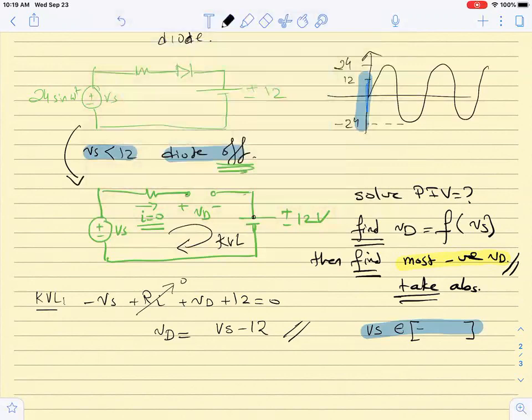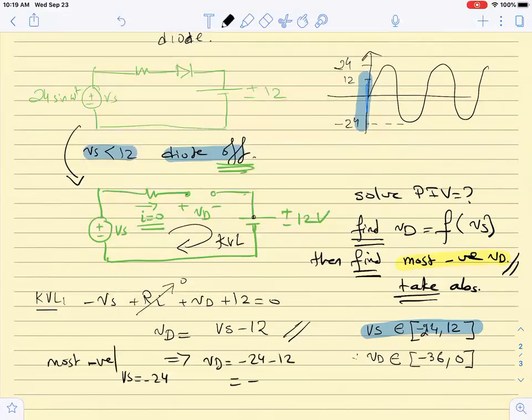So here VS, in this region, sorry, I'm comparing with minus 24, right, because it's a sinusoid, and we are looking at the circuit when the diode is off. So what is the value of VS that gives me VD most negative? Minus 24. Okay, so according to this, the range of VD in the off region will be between minus 24 minus 12, which is minus 36, and 12 minus 12, which is 0. So the most negative happens at VS equal minus 24, meaning VD equals minus 24 minus 12, which is minus 36, right? Okay, is this clear for everybody now? Does anyone have a question?